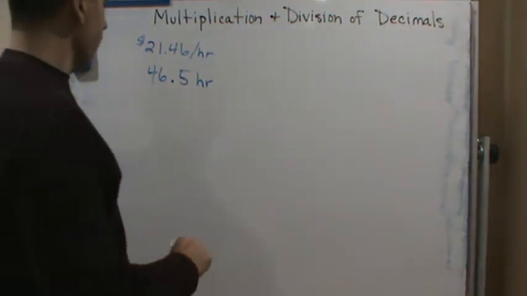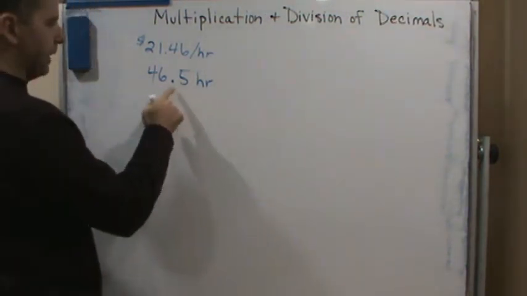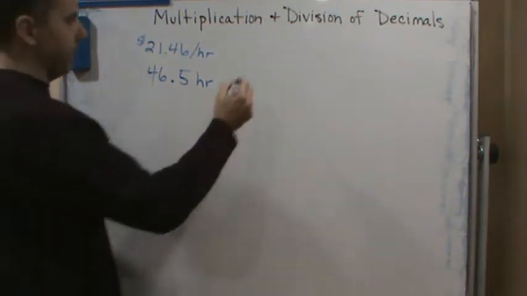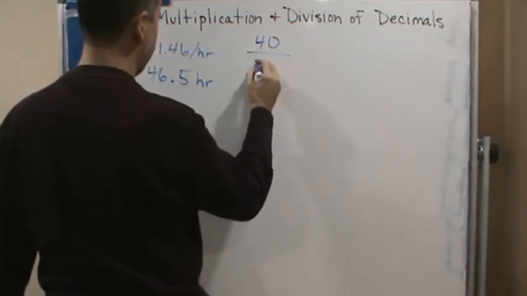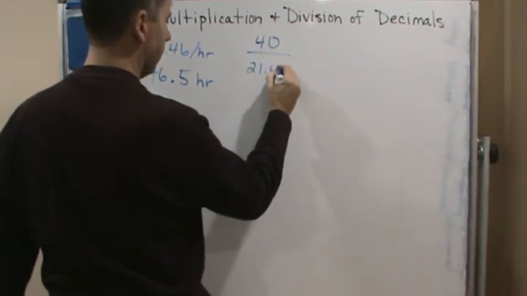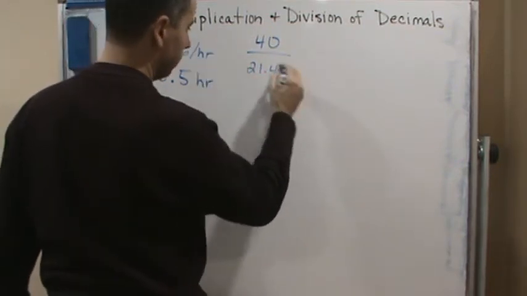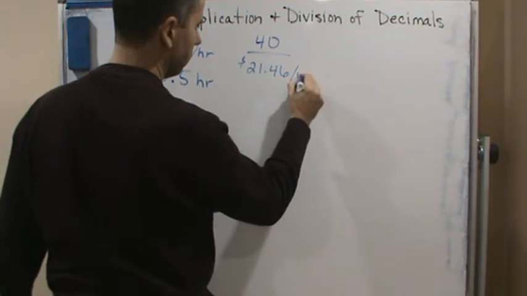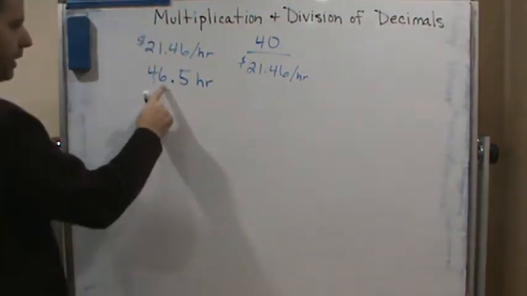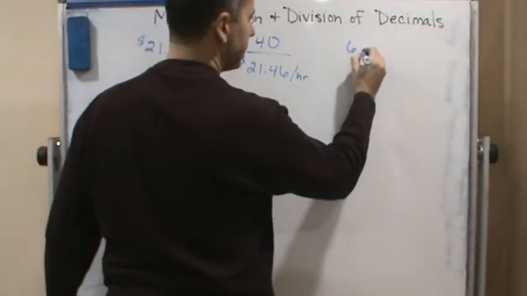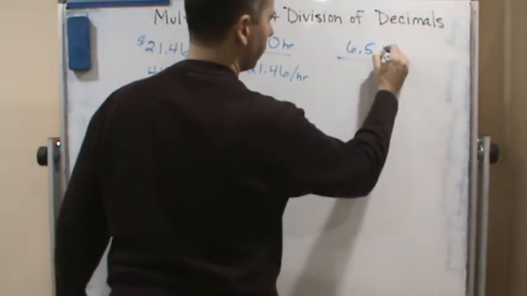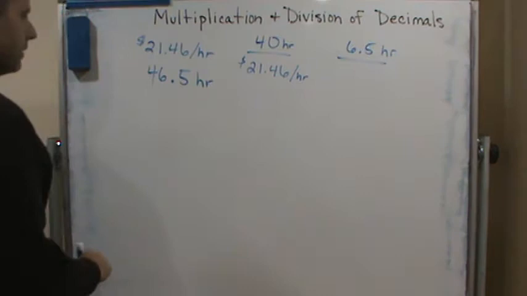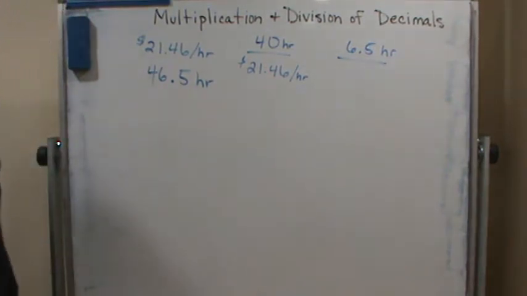Well, first of all, we need to split this up because the first 40 hours, right? So the first 40 hours is at what? $21.46 per hour. Right? Now what about the other 6.5? The other 6.5 hours is at what? Well, overtime is time and a half.